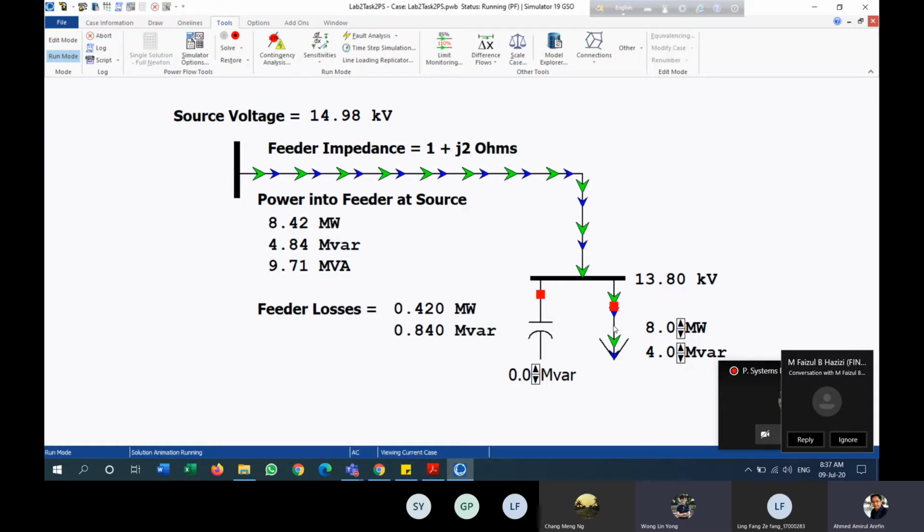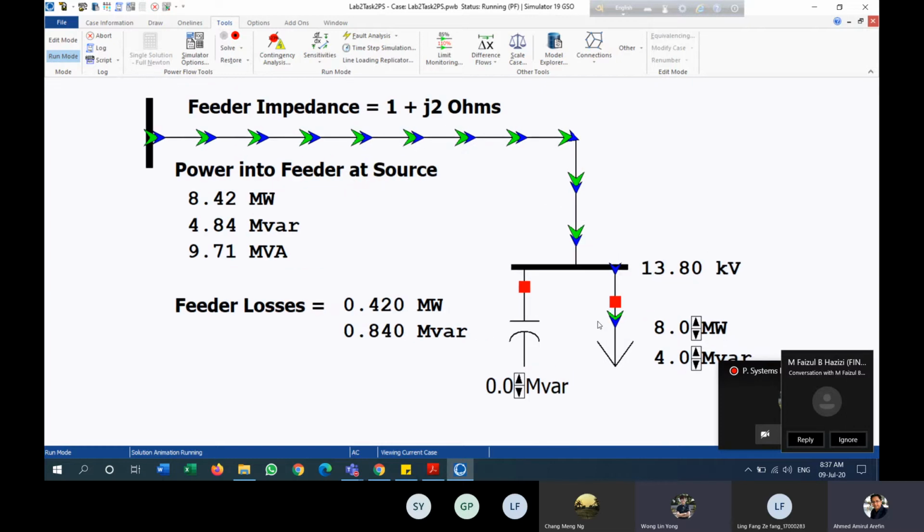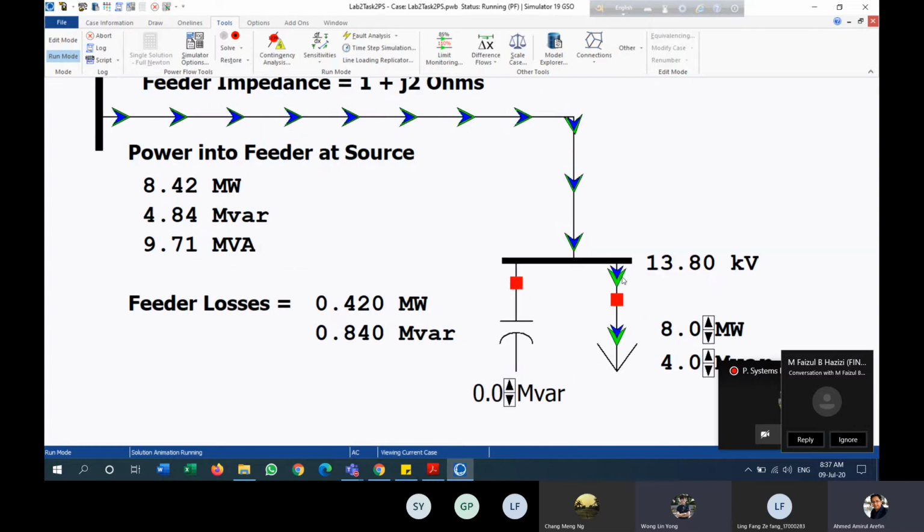No, I mean beside the capacitor. Yeah, beside that one. Yeah, correct. What is the use of it, since we didn't change the value? This is basically the load.